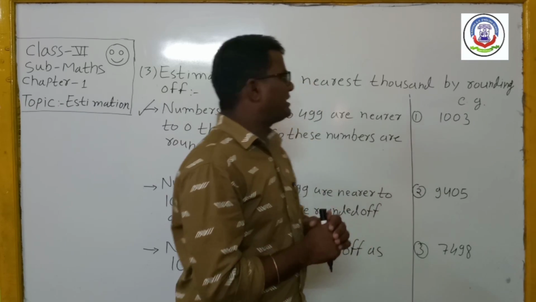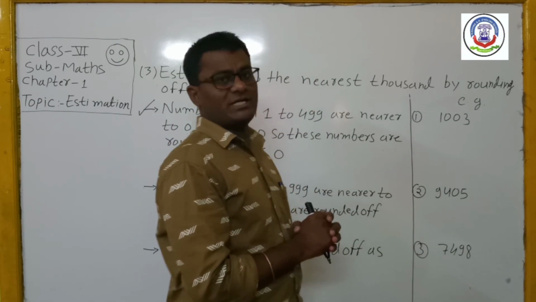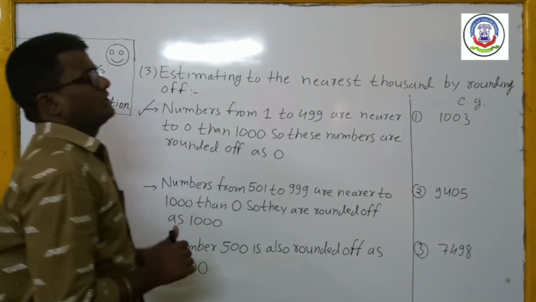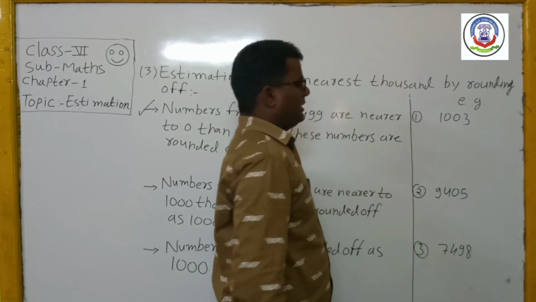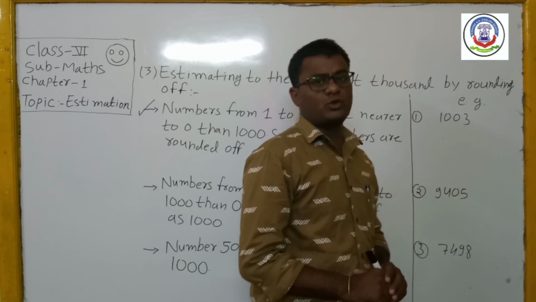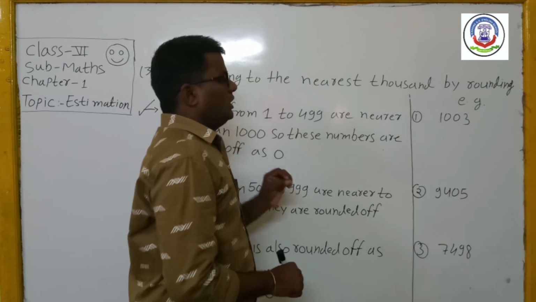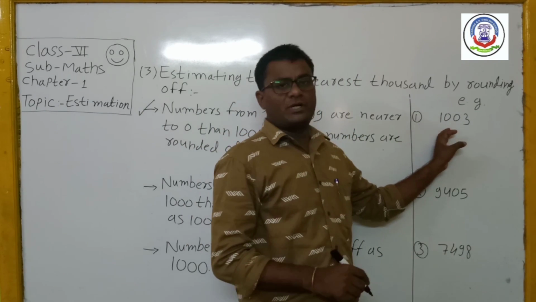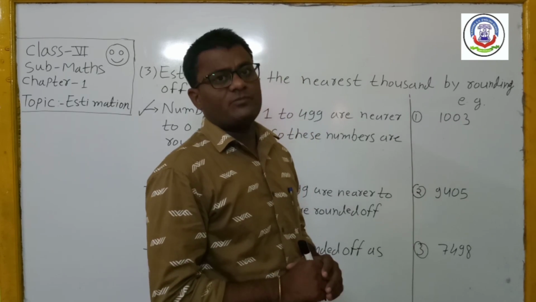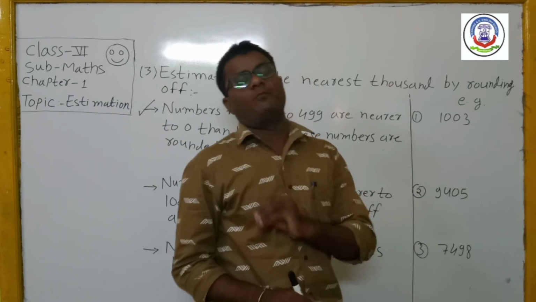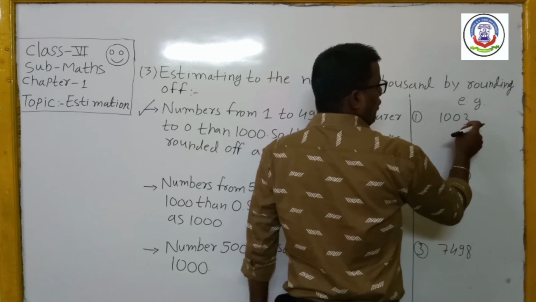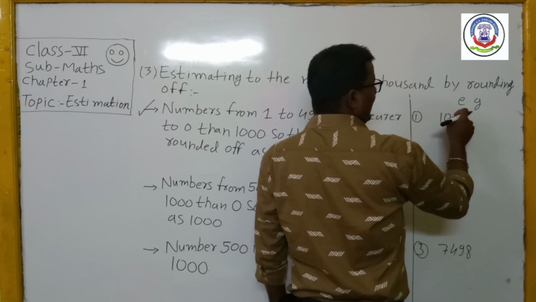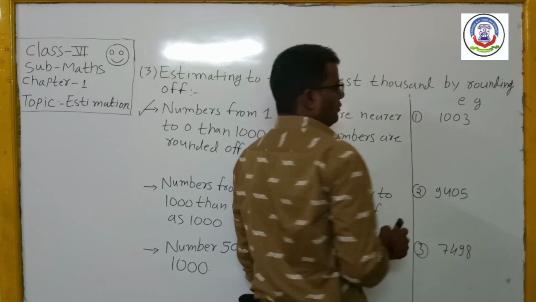Now here I write 3 examples to understand this point. In the first example, a number 1003 is given to us. To round off this number to the nearest 1000, what will we do? First of all, we observe its ones, tens and hundred place digits.